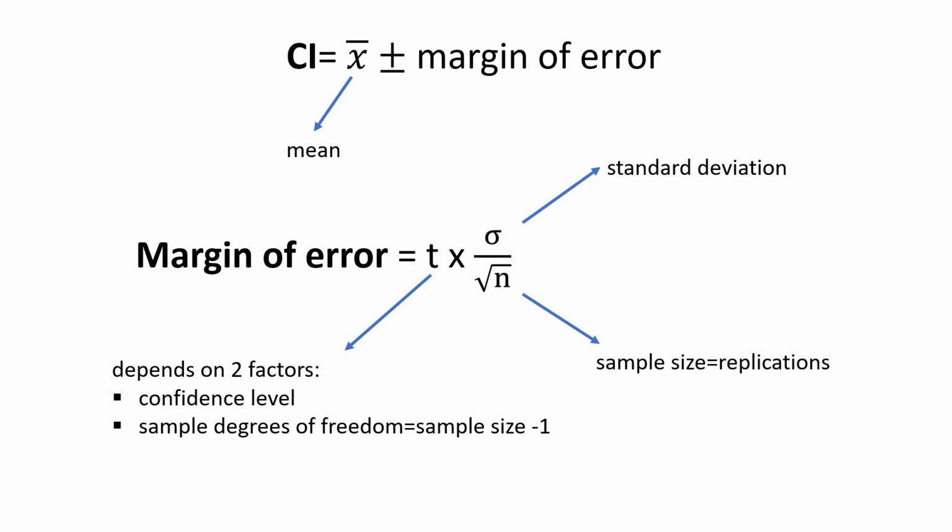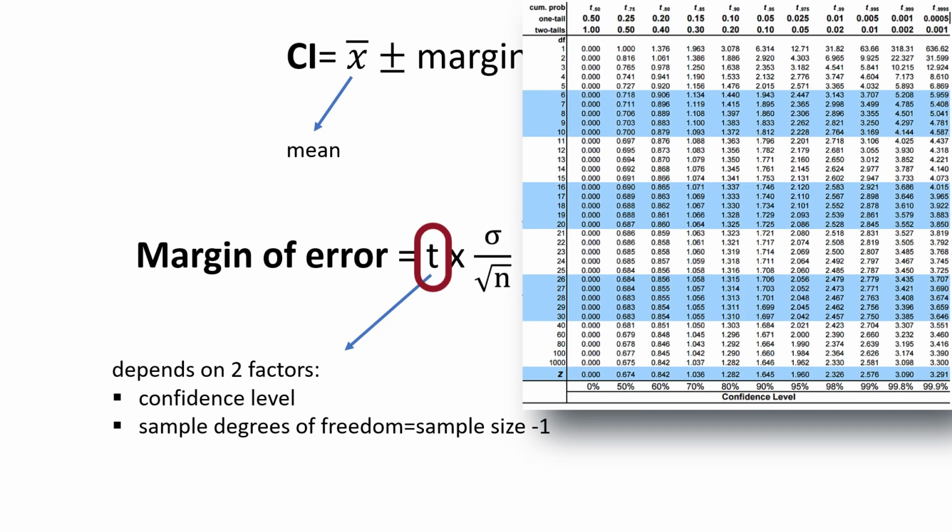So in order to design this experiment, we are going to need to calculate two formulas. The first one is the confidence interval, which equals the mean of the values that we get out of the certain number of runs that we do, plus or minus a margin of error. And this margin of error equals a t-value times the standard deviation over the square root of the sample size. The t-value is a value that we are going to get out of a table that depends on two factors, which are the chosen confidence level and the sample degrees of freedom, which is equal to sample size minus 1.